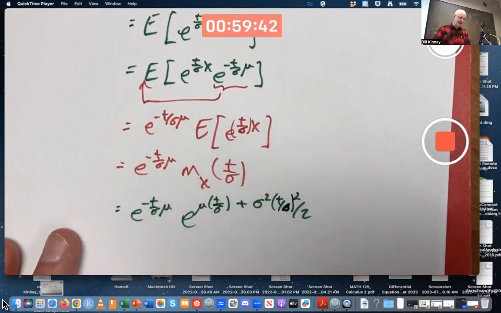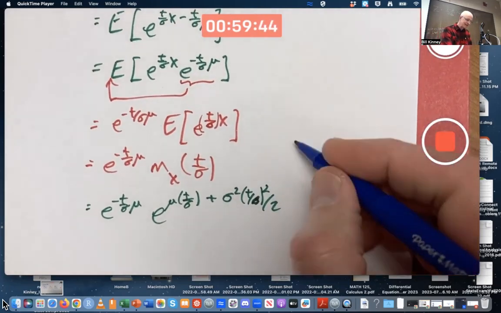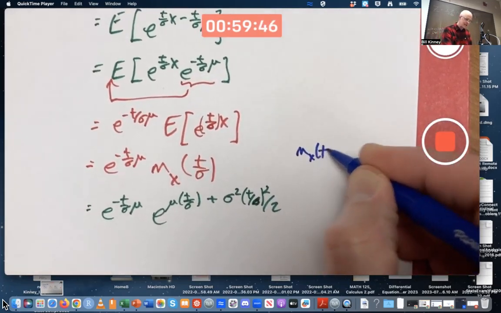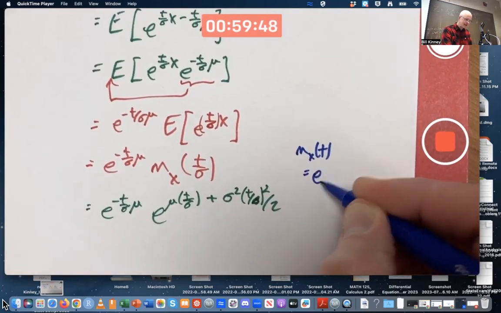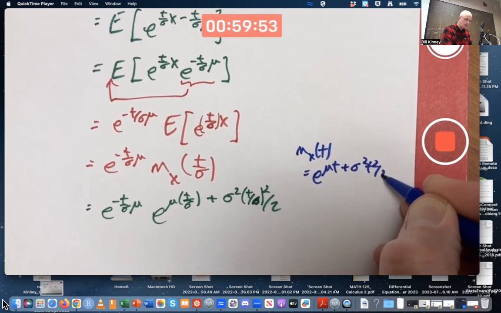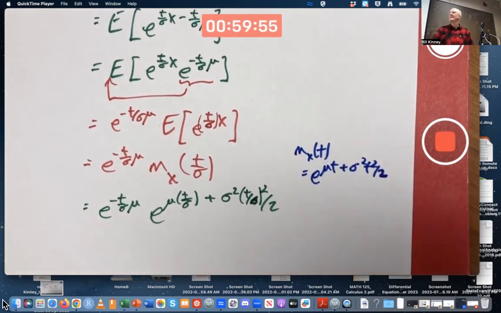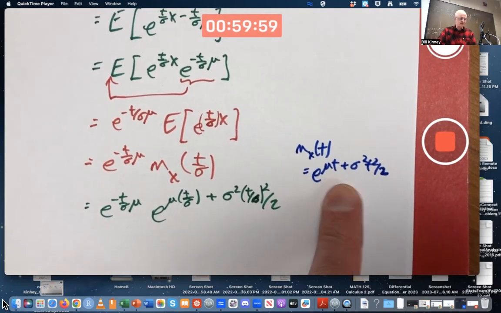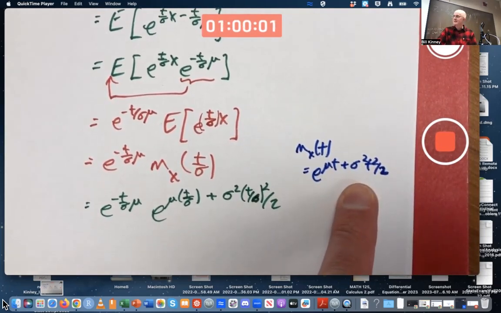I'm using the fact that the moment generating function of X of t is e to the mu t plus sigma squared t squared over 2. That's the moment generating function for a normal random variable with mean mu and variance sigma squared. You can look it up. If you don't believe it, you can try to derive it yourself.